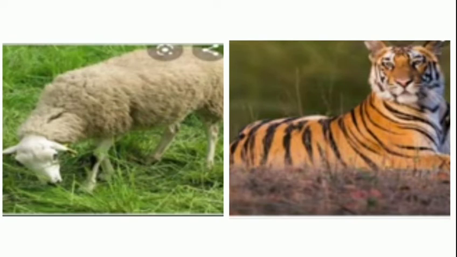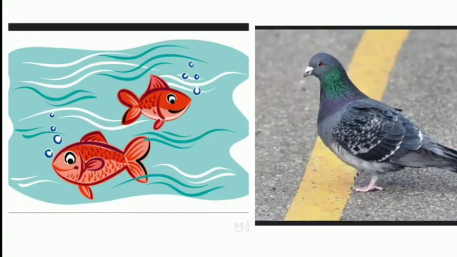Now students, look at this picture. A sheep eats the leaves of the shrubs. Can a tiger do the same? No. A tiger does not eat shrubs or leaves. It eats flesh. Now you can see students, a fish can breathe in water. But can a pigeon do that? No, it cannot do that.